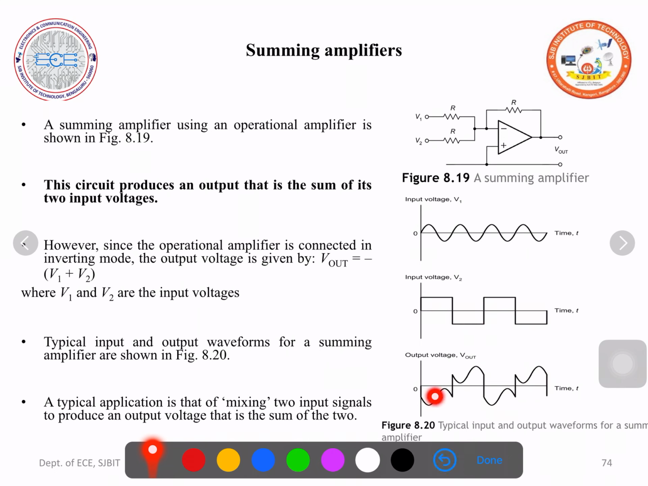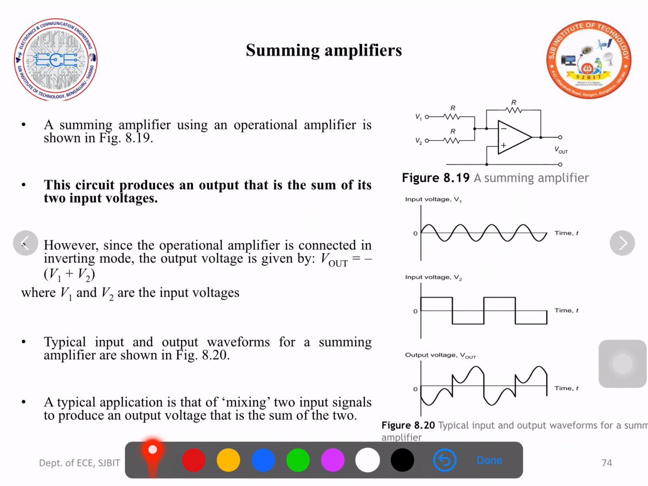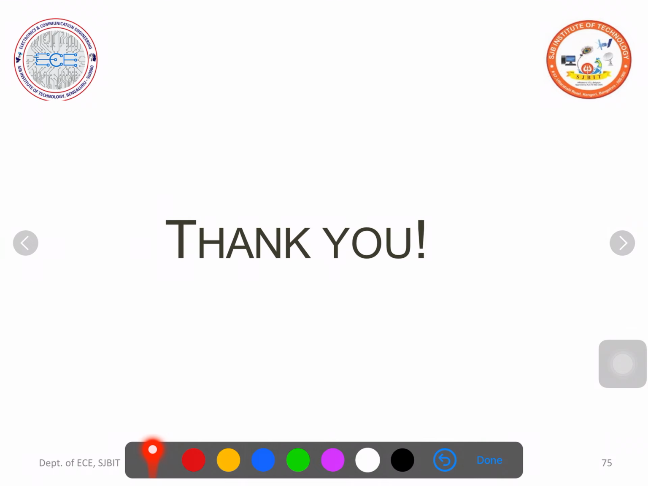So the output waveform is on the square waveform. This sinusoidal waveform gets added. This is called mixing of two input signals to produce an output voltage that is the sum of these two. See here, this is going to the positive peak, it gets inverted, so it is going in the negative direction now. Here it is going negative, but here it is going positive. Here it is increasing, here it is decreasing, because the input is applied to the inverting terminal.